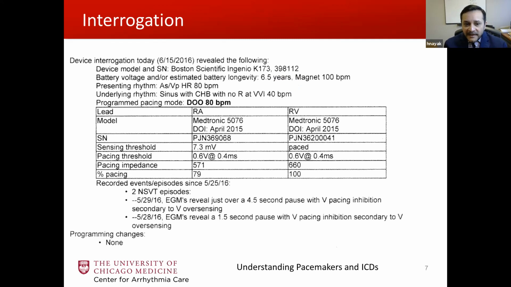The threshold looked fine. The impedances relatively looked fine. He was pacing 100% in the right ventricle. He's pacer dependent. But there were two episodes that our device technician mentioned, where the electrograms revealed a 4.5-second pause with V-pacing inhibition. So let's take a look at that.